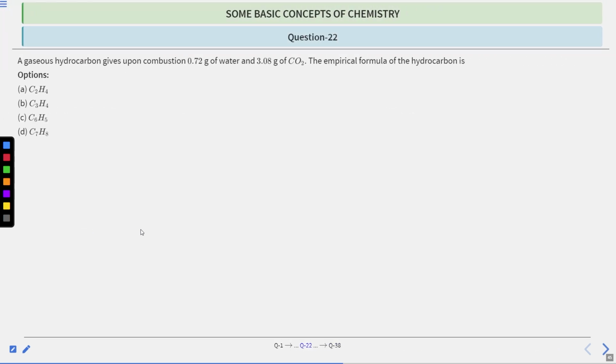Moving on to our question number 22. A gaseous hydrocarbon gives upon combustion 0.72 gram of water and 3.08 gram of CO2. The empirical formula of the hydrocarbon is, options are C2H4, C3H4, C6H5 or C7H8. You have 10 seconds to solve this question by yourself. After that, we will solve this question.